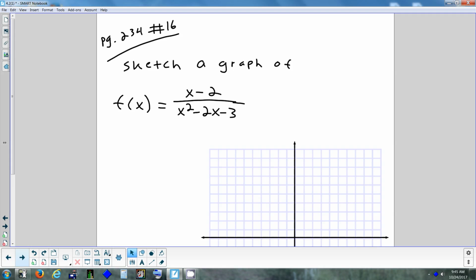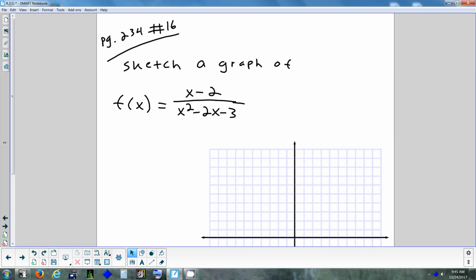You set the bottom equal to 0, it's the roots. Perfect. Set the bottom equal to 0 and find the roots. How would you find the y-intercept? What do you do to find the y-intercept? You set x equal to 0. Plug in 0 for x. To find the x-intercept, plug in 0 for y.